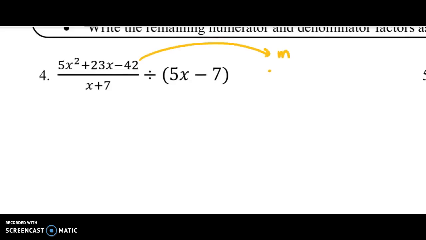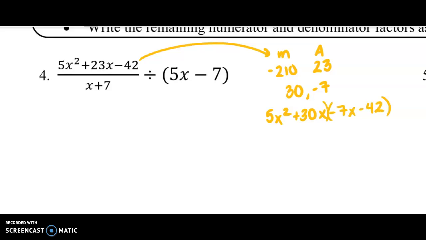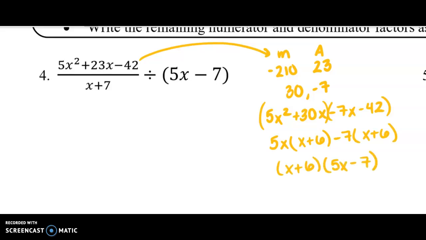So what multiplies to negative 210 that adds to 23? That's going to be positive 30 and negative 7. Okay, so that's going to be 5x squared plus 30x minus 7x minus 42. Factor that by grouping, take out a 5x, and I'm left with x plus 6. Take out a negative 7, and I'm left with x plus 6. So x plus 6 times 5x minus 7. So x plus 6 times 5x minus 7 over x plus 7.